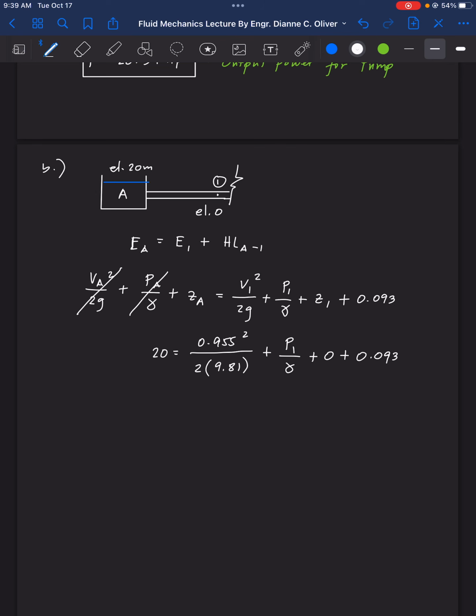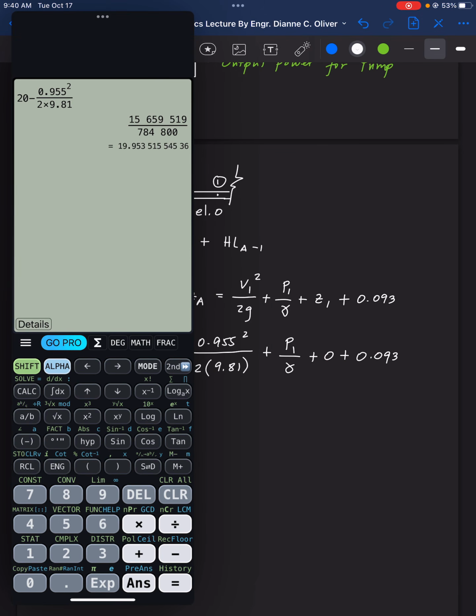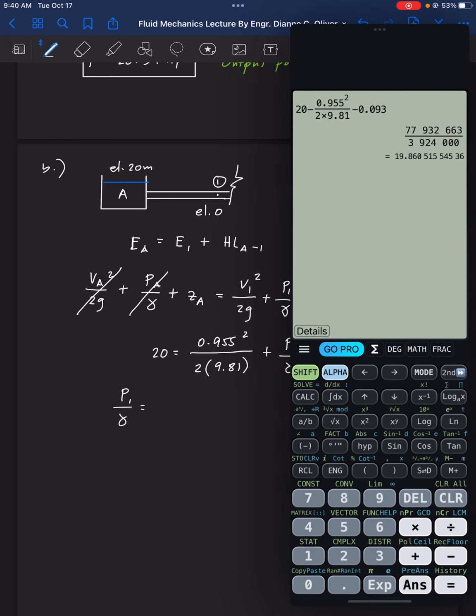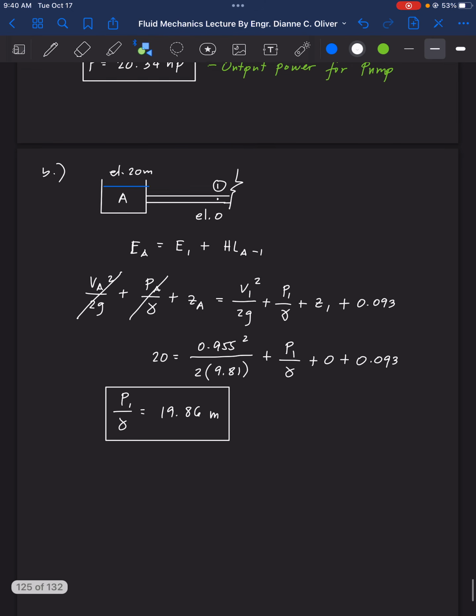So P1 over gamma, or the pressure head at point 1, is now equal to 20 minus 0.955 squared all over 2 times 9.81 minus 0.093. So 19.86, and the unit here is meters. So that is the pressure head. It's asking for the pressure head.